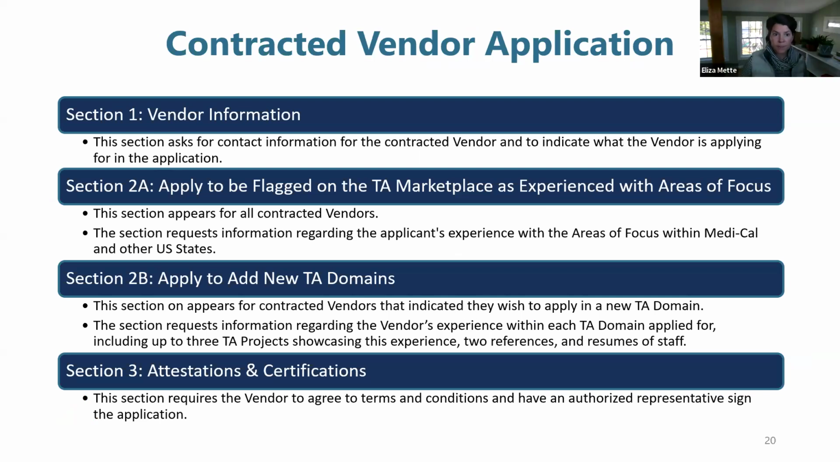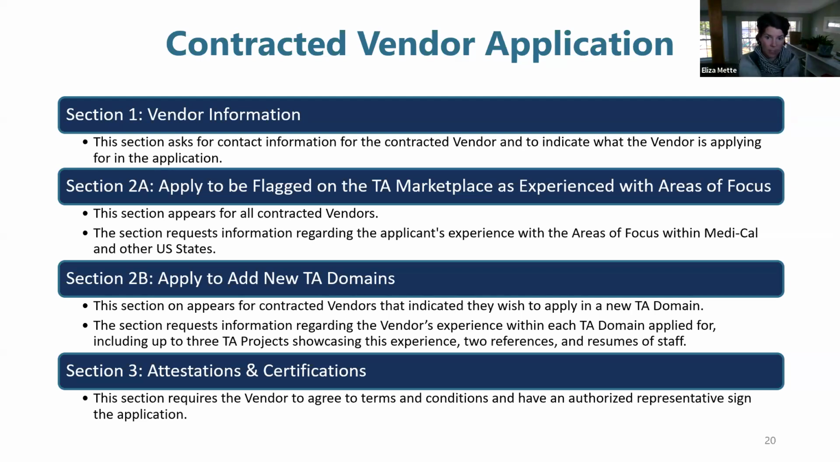So Section 2A is applying to be flagged in the marketplace as experienced with areas of focus. This will appear for all contracted vendors and request information regarding your experience with the area of focus within Medi-Cal and other US states. And then 2B, if you also want to apply to add new TA domains, this is where you would select that and would request information regarding your experience within each TA domain applied for, and asking for up to 3 TA projects showcasing your experience, 2 references, and resumes of staff.